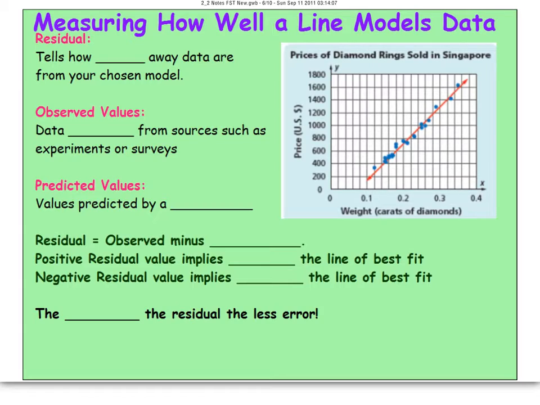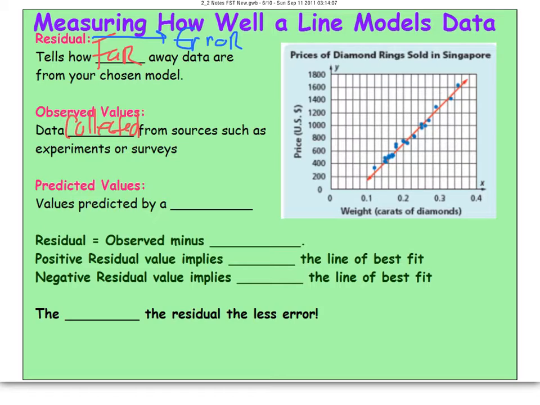So let's talk about what a residual is. A residual tells how far away data are from a chosen model. Another word you might hear for residual is the word error. Okay. So to find a residual, we need to first know what an observed value is. That is the data that is collected from the sources, such as experiments or surveys. The observed value is actually the ordered pair data that you got. So it is a scatter plot itself.